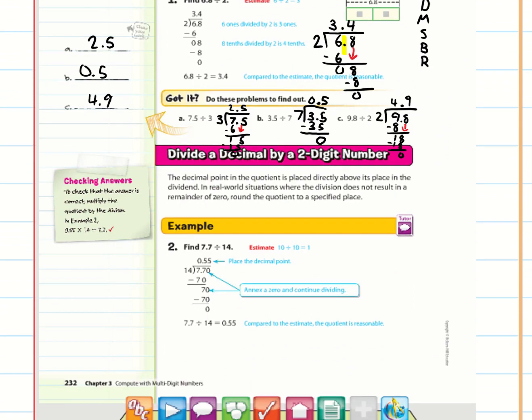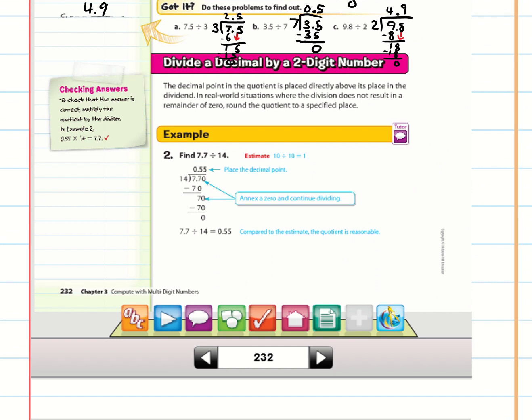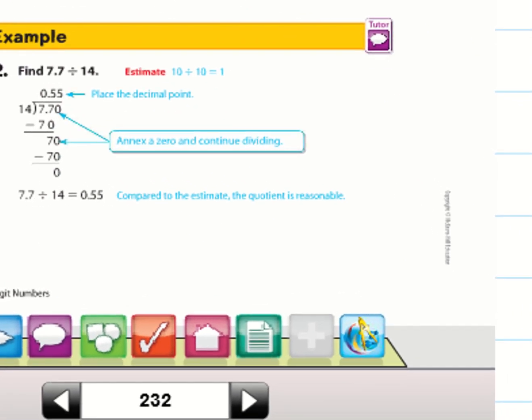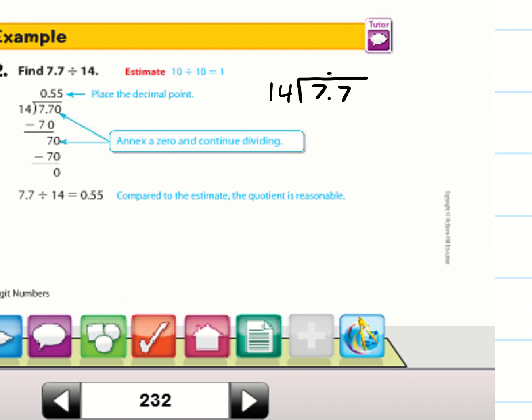So we're going to move on to example 2. And example 2 is when we're going to run into something a little bit different. So we have 7 7/10 divided by 14. So first things first, that decimal place needs to be placed. So 14 goes into 7 0 times. 14 goes into 77, we're going to say 5 times. And I'm going to write this down to help us divide. So divide, multiply, subtract, bring down, repeat.